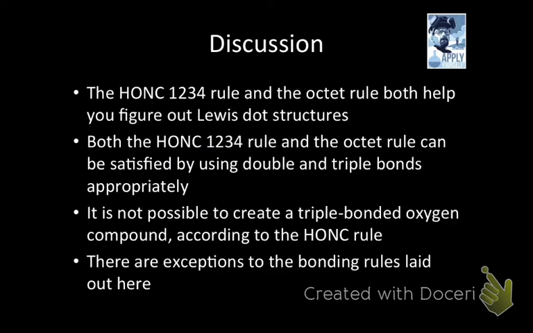Some wrap-up discussion points. So the hunk 1, 2, 3, 4 rule and the octet rule both help you figure out Lewis dot structures. Both the hunk 1, 2, 3, 4 rule and the octet rule can be satisfied by using double and triple bonds appropriately. It's not possible to create a triple bonded oxygen compound according to the hunk 1, 2, 3, 4 rule, and you can figure out why that is if you think about it a little bit. But there are exceptions, specifically for hydrogen and helium. They're happy with just 2 valence electrons.